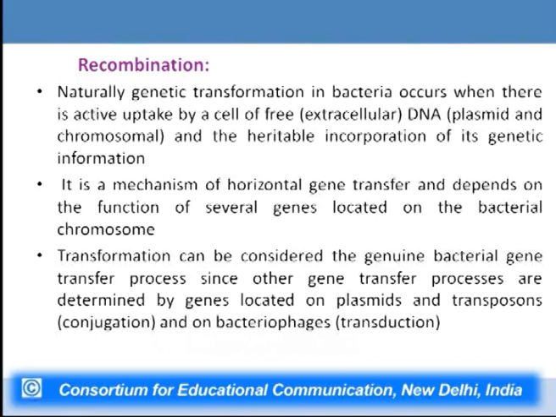This transformation, as we all know, like all these methods, is a mechanism of horizontal gene transfer, and it depends on the function of several genes located on the bacterial chromosome. So, transformation is a mechanism of horizontal gene transfer where there is transfer of information from one species to another, and it is dependent on expression of several genes which are present on the bacterial chromosome. Transformation can be considered the genuine bacterial gene transfer process, since other gene transfer processes are determined by genes located on plasmids and transposons, like conjugation, and on bacteriophages, that is transduction.